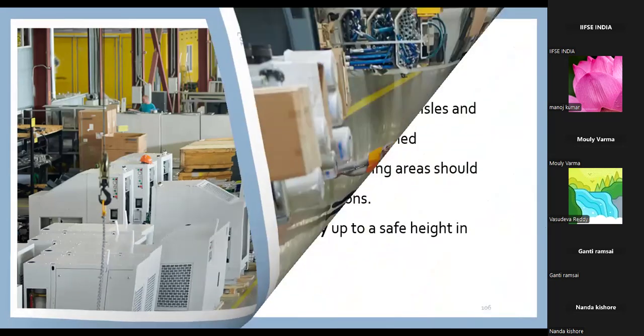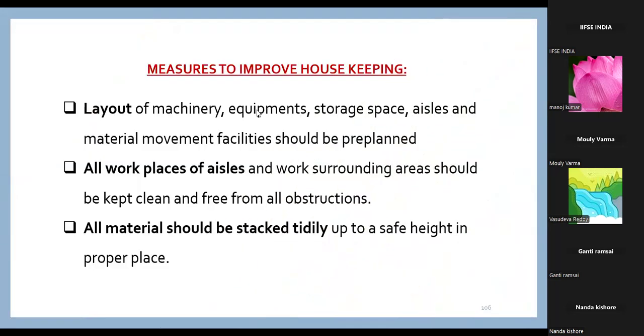Then measures to improve housekeeping. As I have shown in the picture, the layout of machinery, equipment, storage area, aisles and other things is pre-planned and neatly marked. All the workplaces, aisles and work surroundings should be kept clean and free from obstruction. This is very important to reduce incidents, as one of our participants has told. All the material should be stacked tightly to a safe height in the proper place.